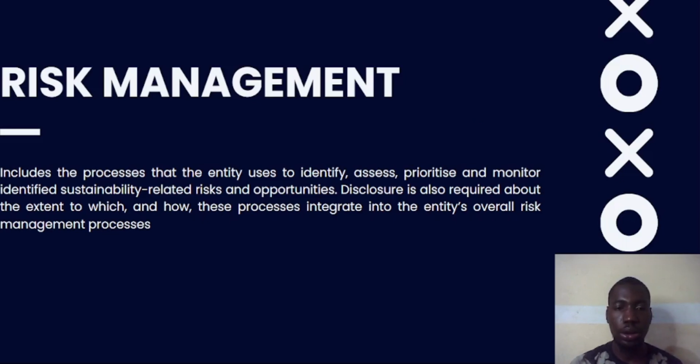Then for risk management, it includes the processes that the entity uses to identify, assess, prioritize, and monitor sustainability risks and opportunities. So risk management is all about monitoring and prioritizing. So disclosure is now required about the extent to which and how these processes integrate into the entity's overall risk management process. Because ordinarily, a company, a business is meant to have a risk management framework.